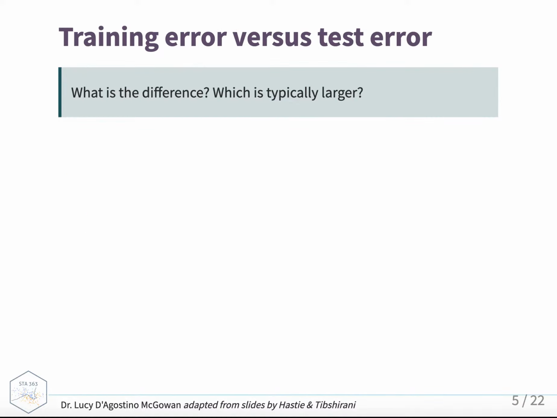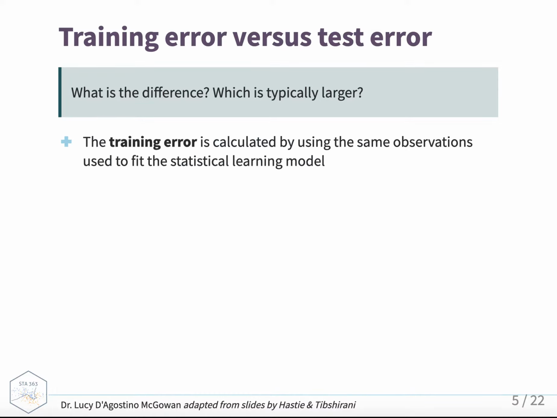Okay, so training error versus testing error. What is the difference? Which is typically larger? Well, training error is calculated by using the same observations to fit the statistical learning model. And so this is basically double dipping. You're fitting your model on a set of observations, and then you're testing how well your model did on that same set of observations.